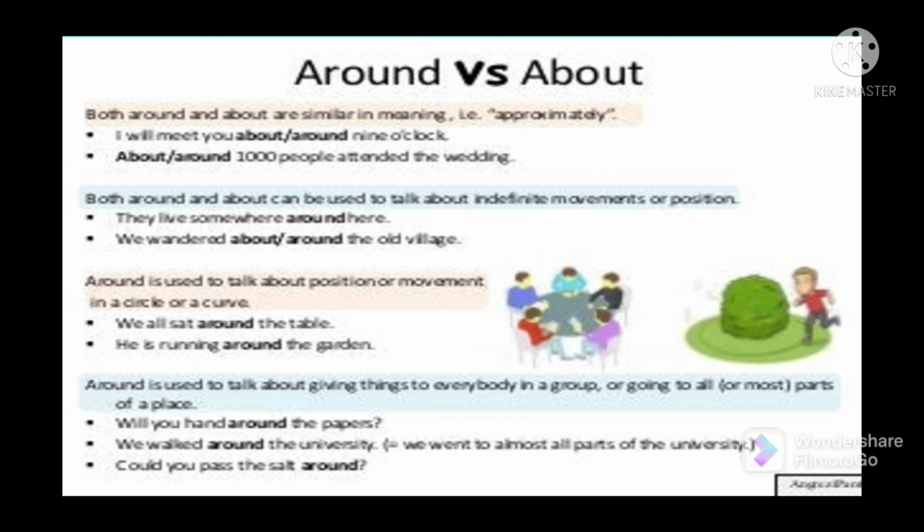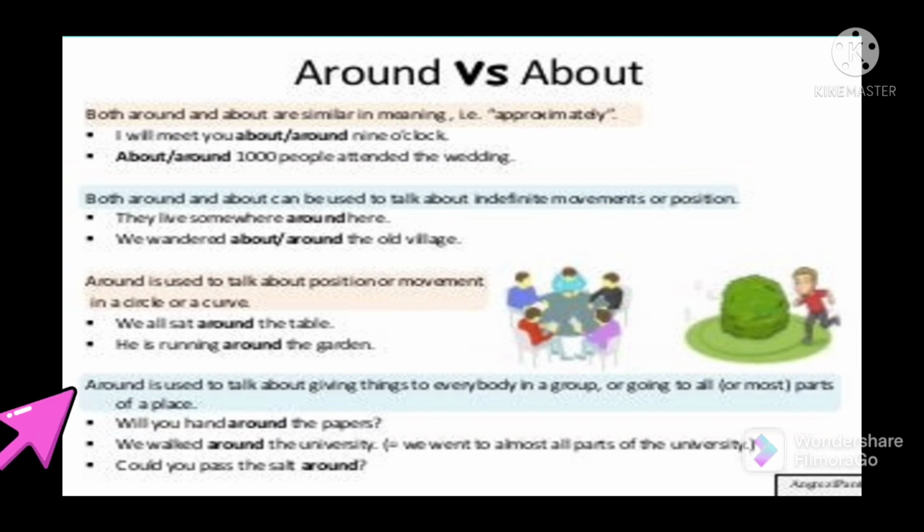Next, both around and about can be used to talk about indefinite moments or position, like they live somewhere around here. It means you don't know exactly where they live, the exact point of the location. We all sat around the table. That means in a circle, on all the sides. He is running around the garden. That means the full garden around.